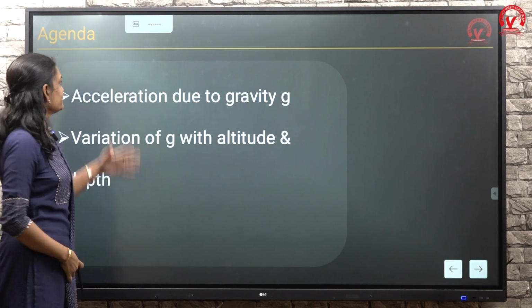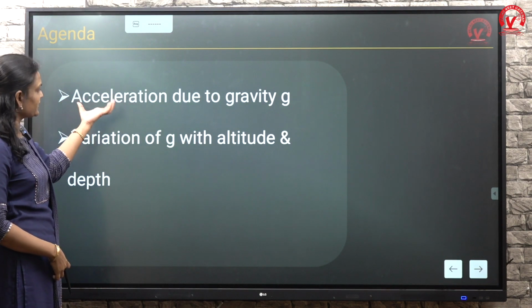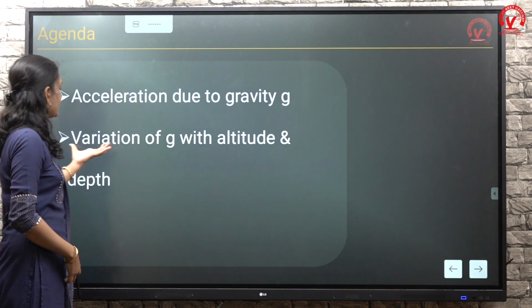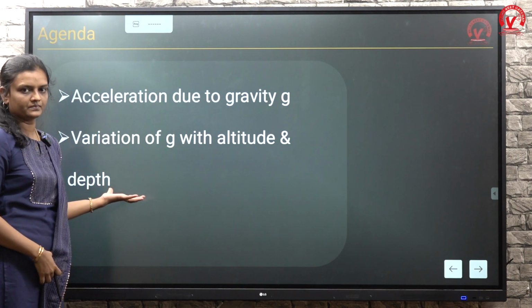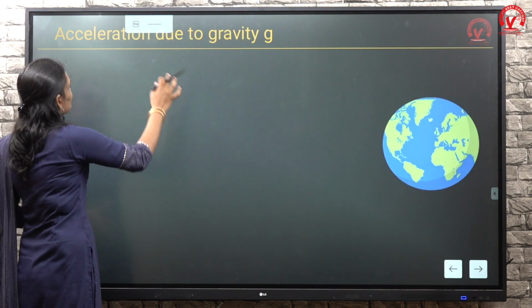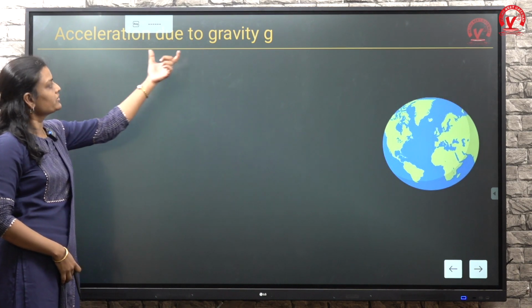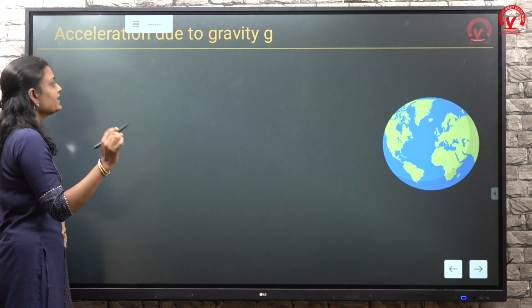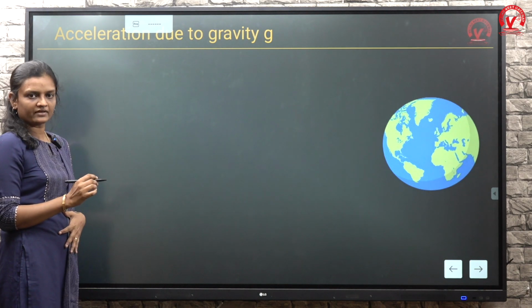Today's plan: in gravitation, we are going to learn two things here: acceleration due to gravity, as well as variation of g with altitude and depth. First, acceleration due to gravity. Before that, we saw in the previous class the universal law of gravitation.